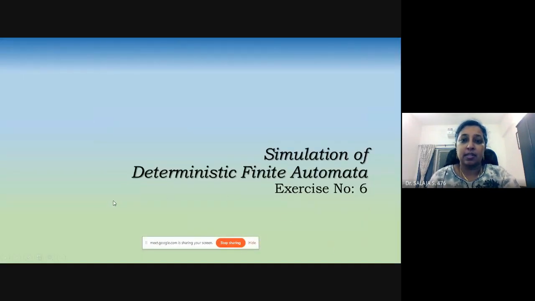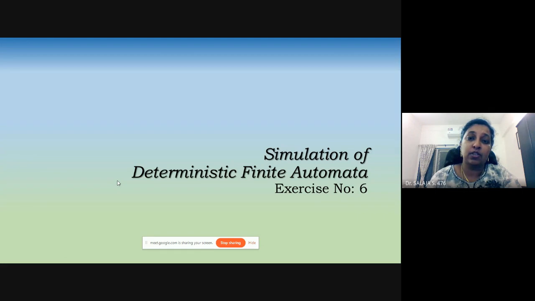Welcome to exercise 6, which is simulation of deterministic finite automata. What are we going to do in this exercise? Let us try to take a string and check whether the string is a part of the language. How do I represent it?